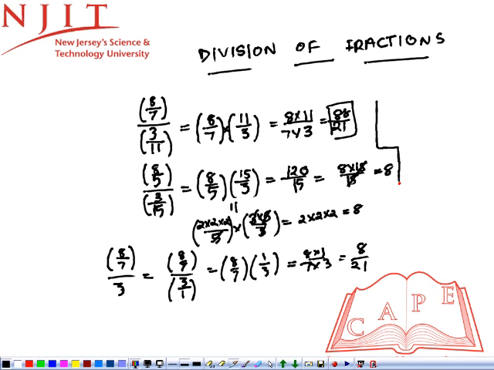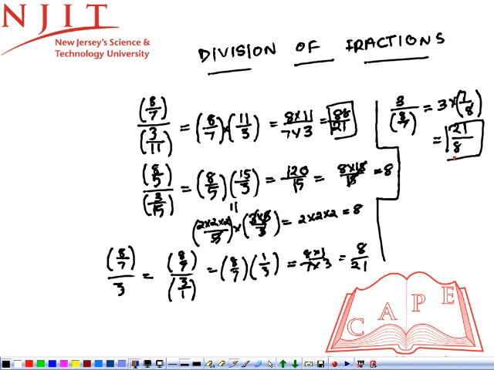In the same way, if we have 3 over 8 over 7, which is a fraction where you have only one fraction in the denominator, what you can do is the same: leave the 3 as it is and multiply it with the inverse. So we get 21 over 8, which is the answer.